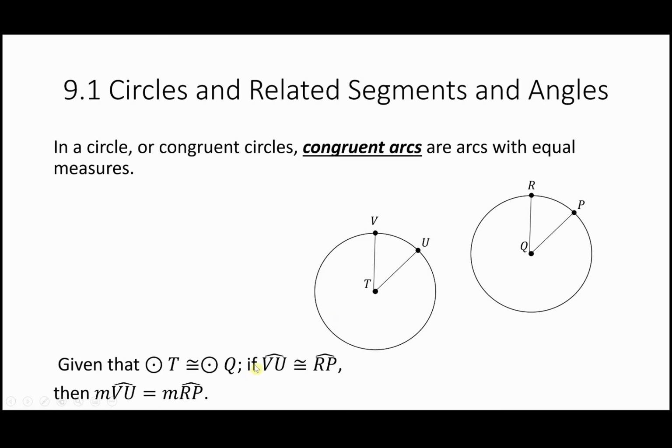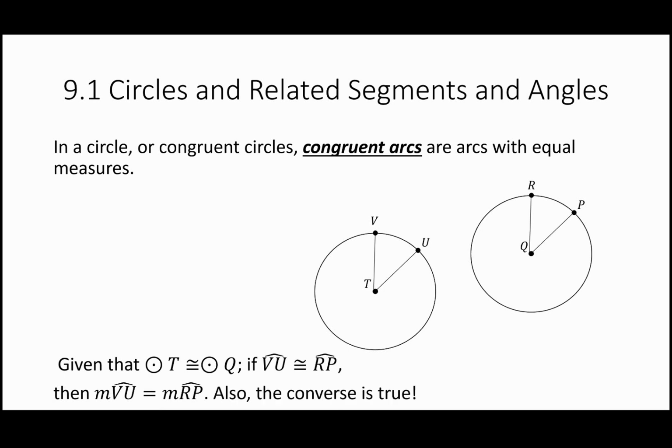So if the radii are congruent, and let's say that the arcs are congruent as well, VU is congruent to RP, and that's these arcs right here that are formed at the endpoints of the central angles formed. Then the measures are equal. So this isn't saying anything super spectacular right here. This is just relating the definition of congruency to being equal in measure and extending it to arcs. That's all that this is saying right here, okay?